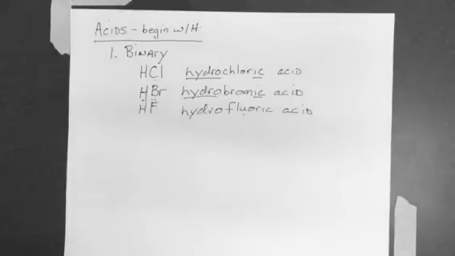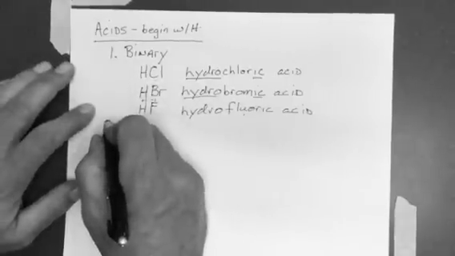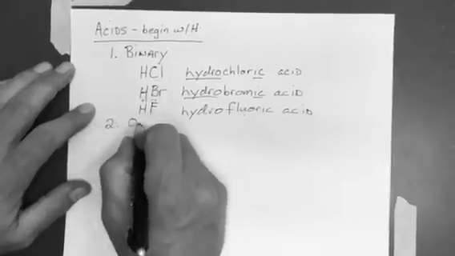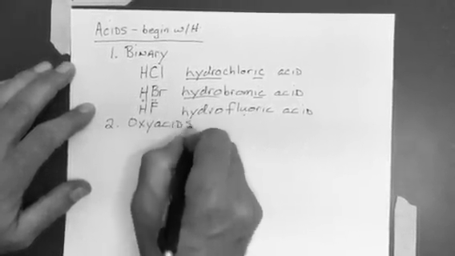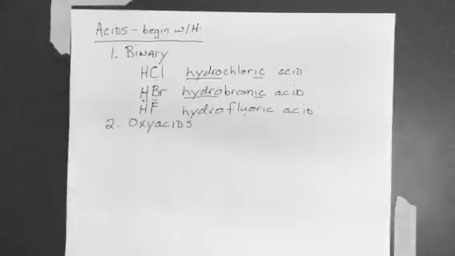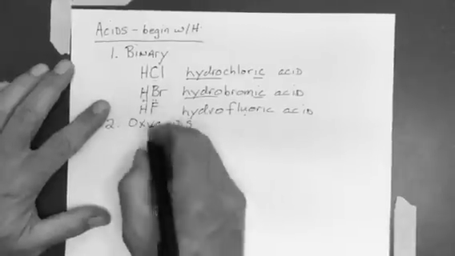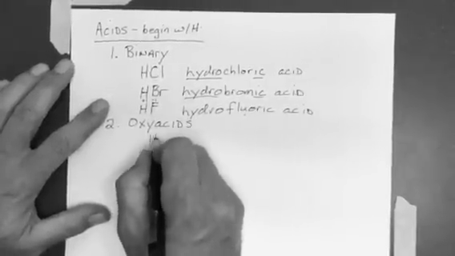Okay? The other type of acid is called an oxyacid. So you kids are smart. I bet you can figure out what element is in oxyacids. It's got to have oxygen. So let me show you the most common oxyacid that we're going to see.